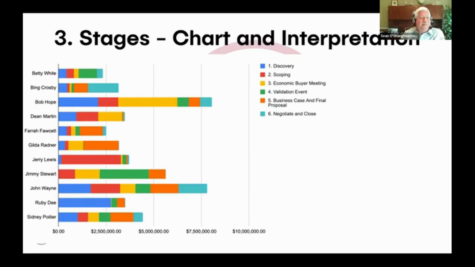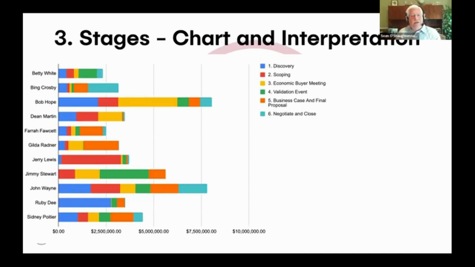Same thing with Jerry. Jerry's got some, but he doesn't have a lot. Jerry's got a lot in scoping. That big red bar. Jerry Lewis, by the way, is the fifth from the bottom there. He's got a lot in scoping. Is he having a problem? Is he not getting the resources that he needs to make that scoping stage go fast? Maybe because of your company, you need to apply some more resources to him. So maybe that's a problem, right?